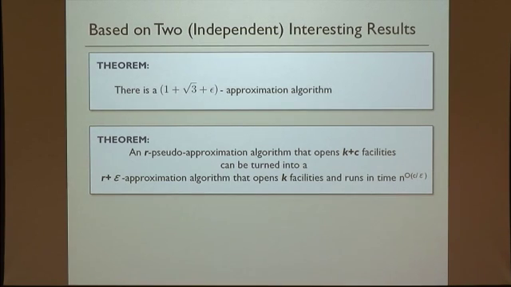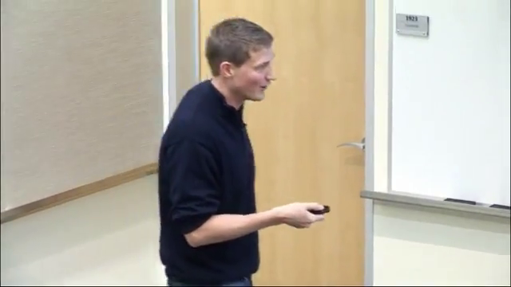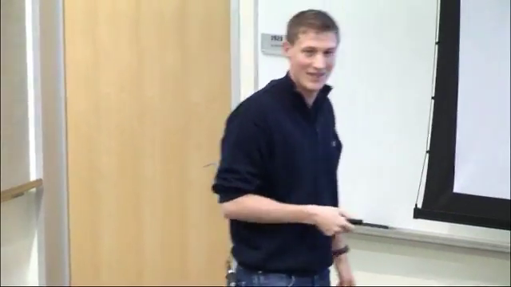So pseudo, you just mean that you're opening k plus c facilities. Yeah, you could call it bicriteria if you want. The problem with bicriteria was it's not a multiplicative factor. Many people mean by bicriteria that you would have a multiplicative violation in the number of facilities open. And that would kill our result here, because then your running time would be n to the power of k.